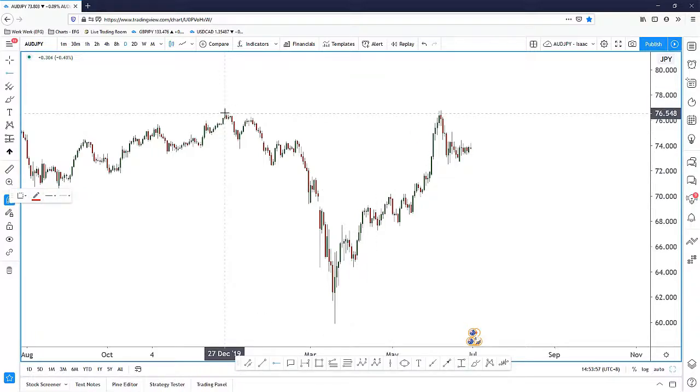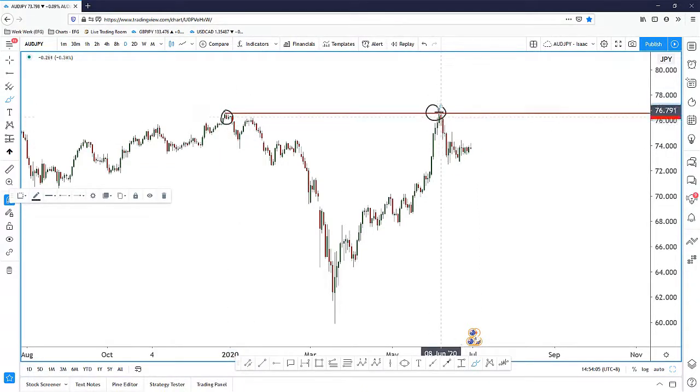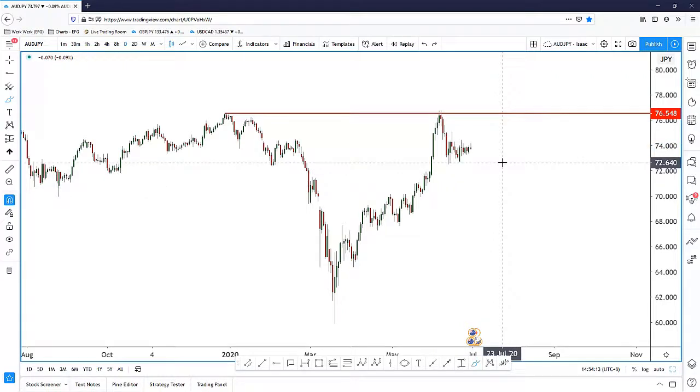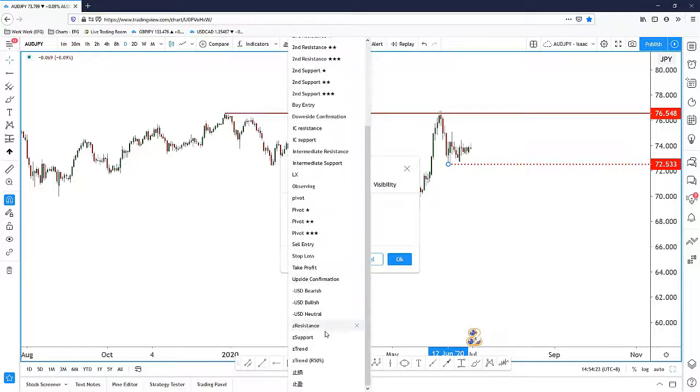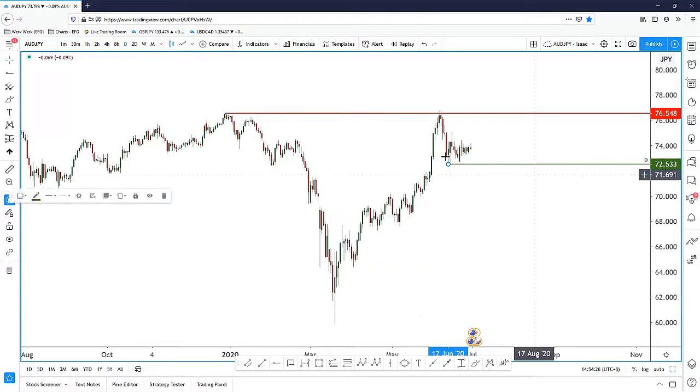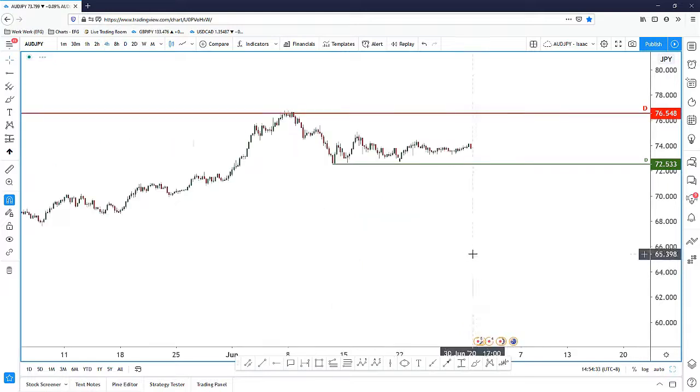Okay, on the daily chart, we see that the Aussie Yen has already reached its previous high back at the start of December 2019, and we already revisited it at the start of June, right? And price has reversed off that high and seems to be traveling sideways. Okay, so we have our daily resistance here, and what I want to do is to put our daily support at this low, right? We have a daily support here. Okay, so I'll put a D for daily. And now that we have our daily resistance and daily support, let's go down to the 4-hour.